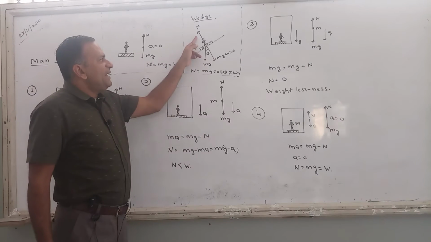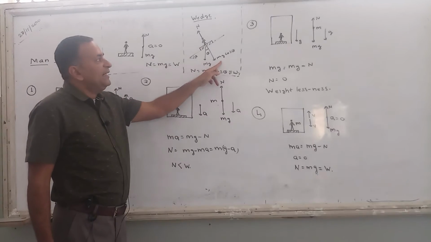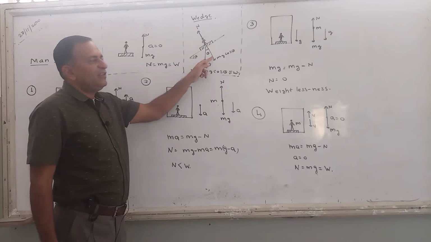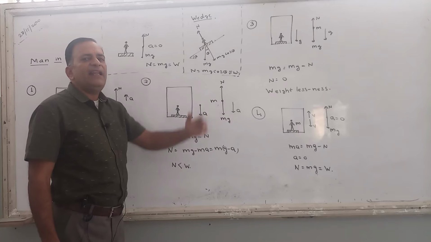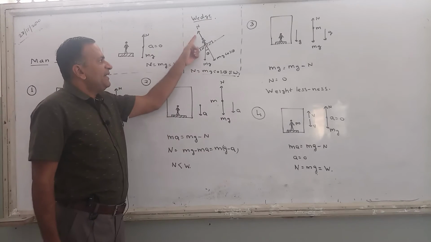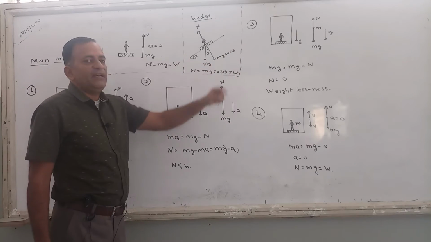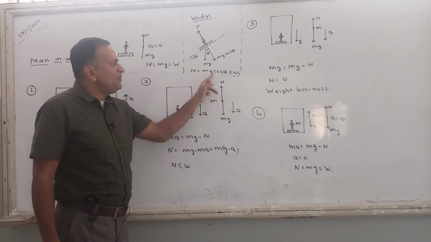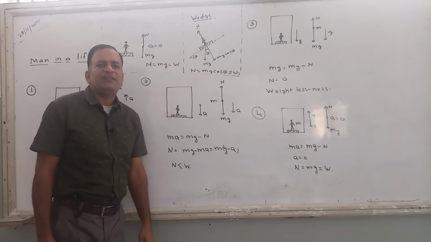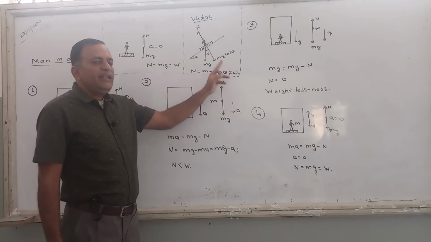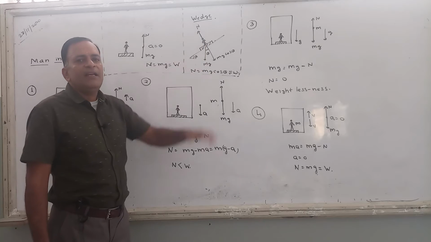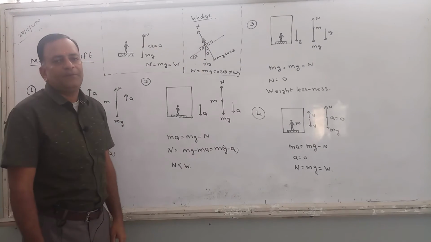So N and mg cos theta. The person is not making any movement in this direction, so this force and this force are equal. N is equal to mg cos theta. And you know that mg cos theta is not the weight of the person. The weight of the person is equal to mg only. So the machine will not show your actual weight at this time.